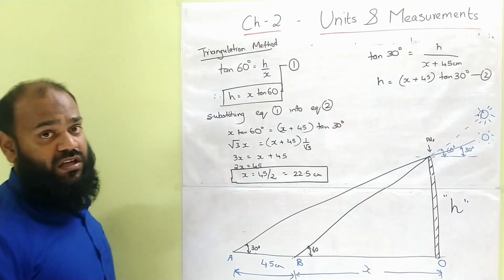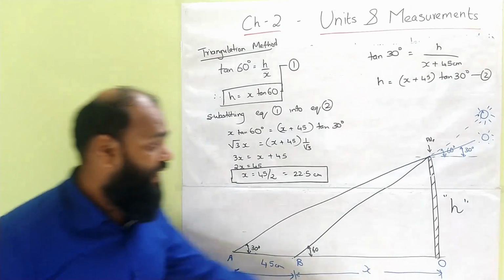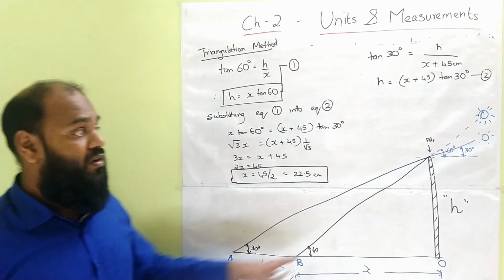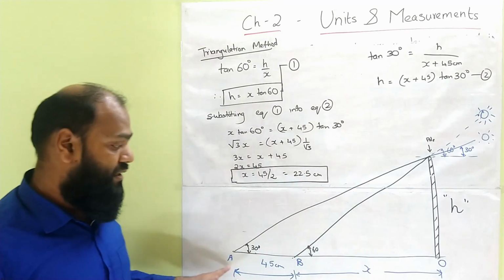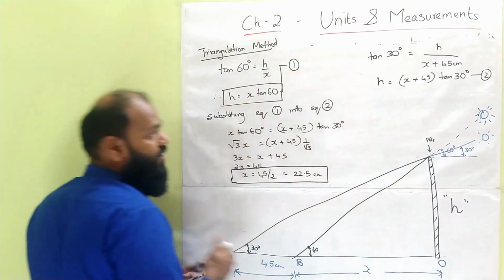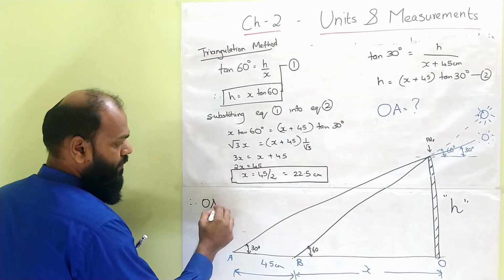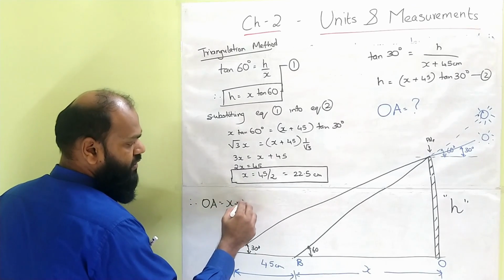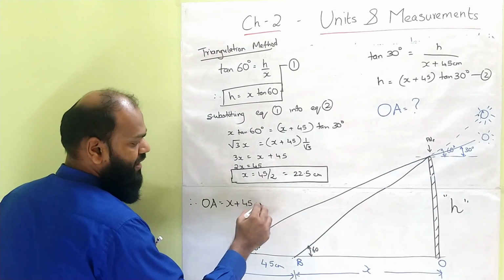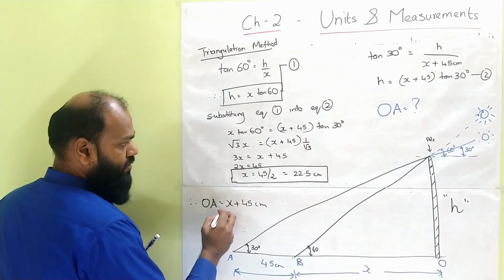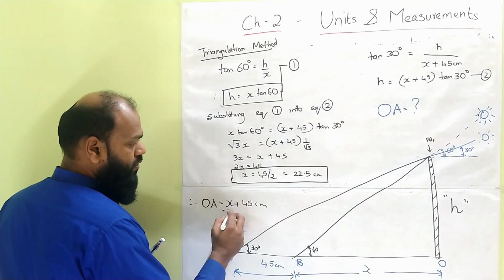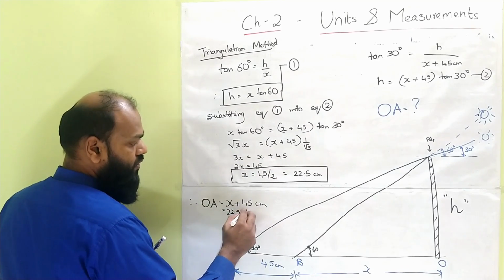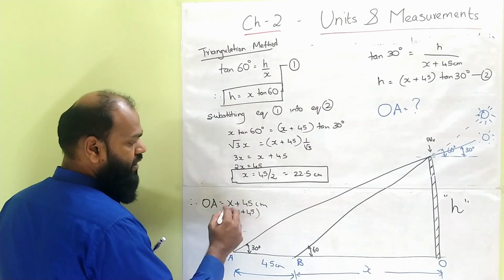But what we actually need is the entire length of the shadow when the sun is at 30 degrees. That means we need to find the whole length OA, which equals x plus 45 centimeter. So what is x? 22.5 plus 45 centimeter.